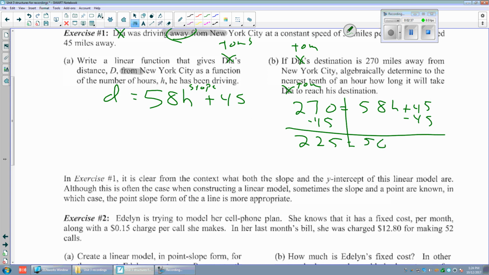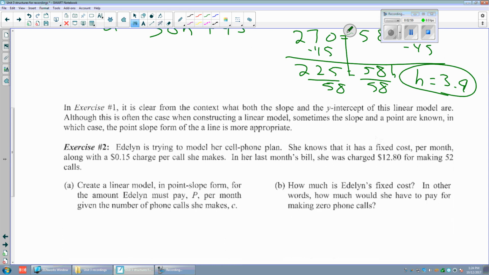225 equals 58h. When I divide by 58, I get 3.87. h is 3.9. I almost wrote 3.87 there. Nearest tenth of an hour, how long will it take? It says hours in the question, so I don't have to put hours there. h stands for hours. Done. Stick a fork in it.